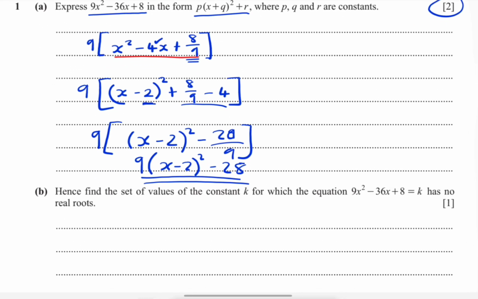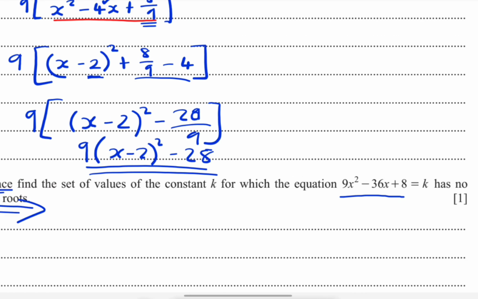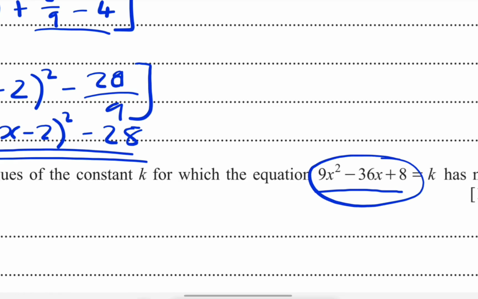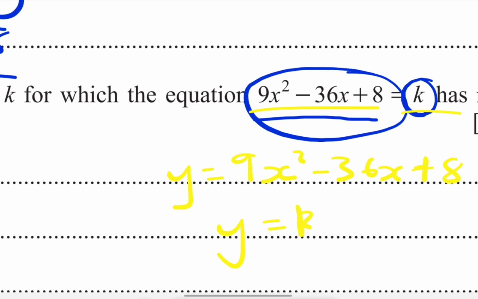Then part B says, hence find the set of values of the constant k for which the equation 9x squared minus 36x plus 8 equals k has no real roots. So in other words, the question is asking us to find the set of values for which this graph does not intersect with that. So looking at this, we have two graphs actually. This is y is equal to 9x squared minus 36x plus 8, and y is equal to k, right?